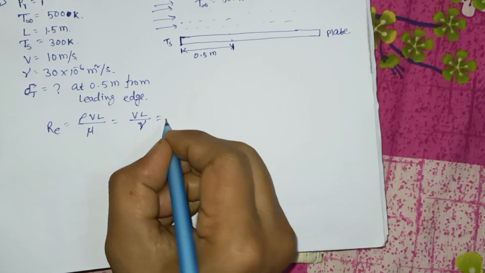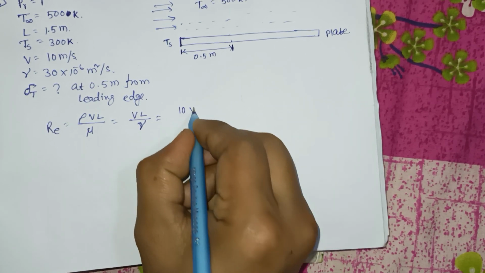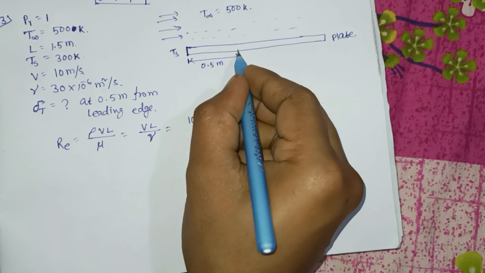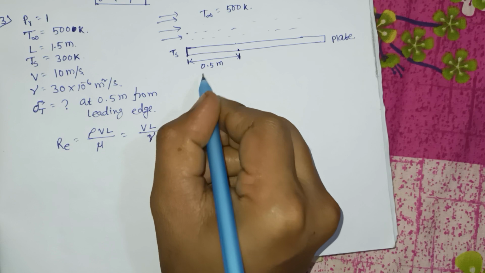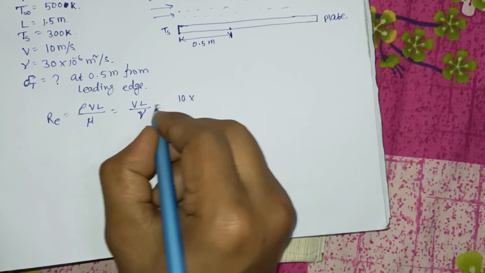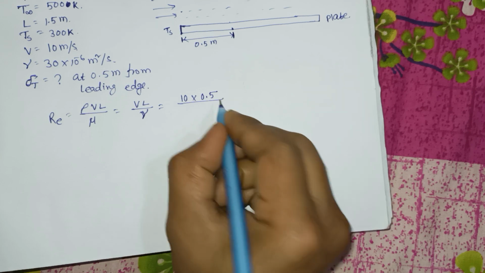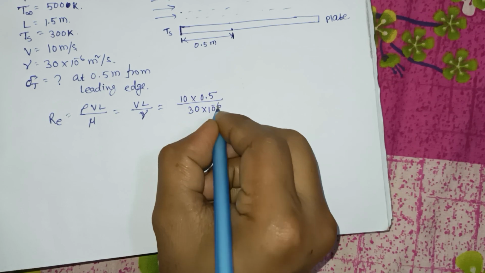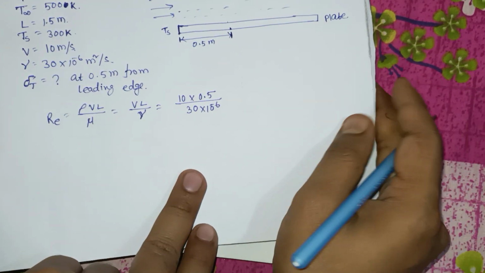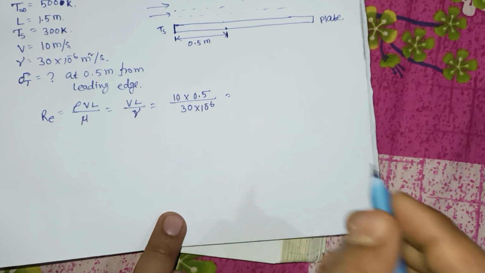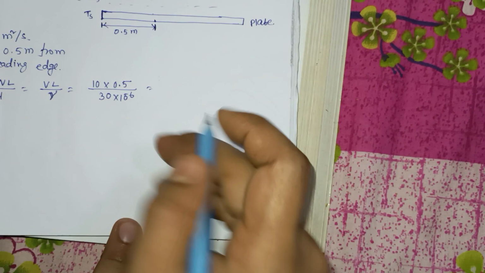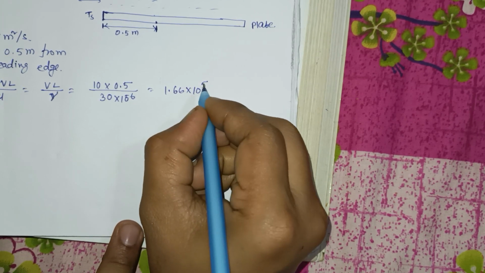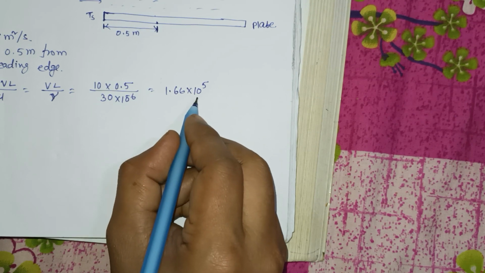Okay, V means 10, into length. You just have to calculate the Reynolds number at this location, that is 0.5 meter from the leading edge. So length, that is 0.5, by nu, that is 30 into 10 to the power minus 6. If you calculate that value, this value will be 1.66 into 10 to the power 5.